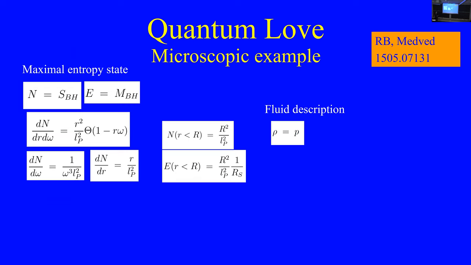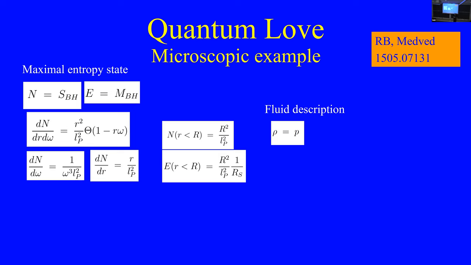So here is a microscopic example. This is something that I added after my talk on Monday in Colombia, because they asked me to do that. And in fact, this is a model that we used a long time ago. The idea is to describe the black hole as a maximal entropy state. So each sphere in the black hole has maximal entropy, the Bekenstein-Hawking entropy. If I assume that, I can write the density of states in a straightforward way.